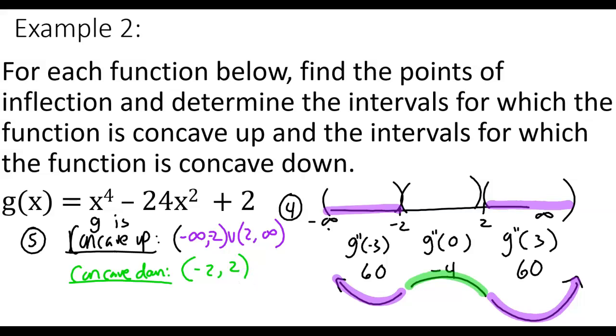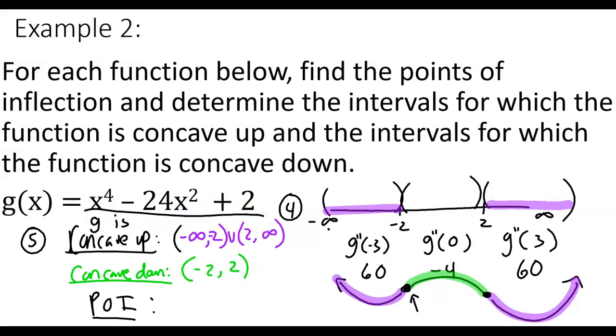And then finally, where are the points of inflection? Okay, well that would happen anytime we're switching from purple to green, or in other words, concave up to concave down, or from concave down to concave up. So, question, is the original function g continuous at -2?